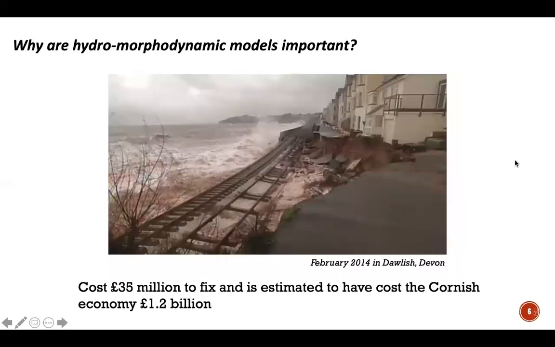Sorry. So obviously it causes large scale damage. This is a photo of basically the same part of the coastline, but after the storm. And you can see that the train line is completely destroyed. And it cost £35 million to fix it, and over 2 months.